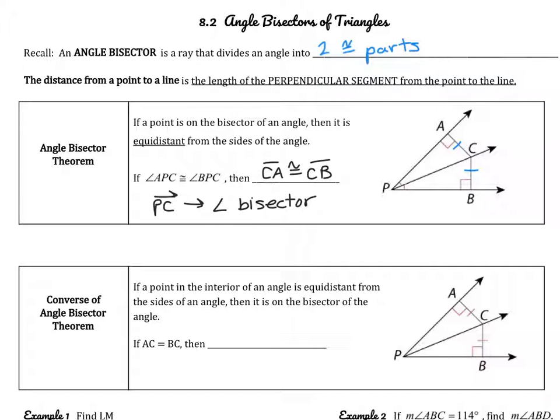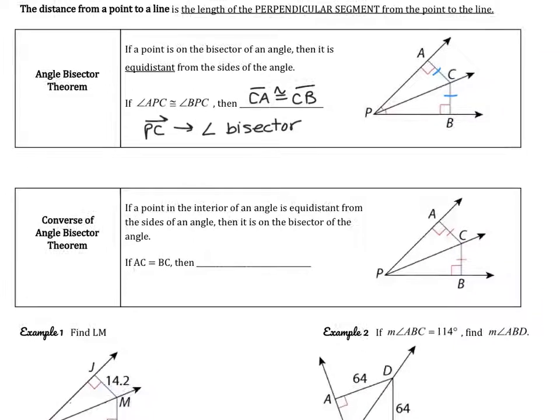So then I can make this statement. Again, if a point is on an angle bisector, then it is equidistant to the sides of the angle. Now the converse of that states that if a point is equidistant from the sides of an angle, then it must be on an angle bisector. So remember, for a converse, we switch the if-then. So in this case, if we know that CA is congruent to CB, well, then we know that angle APC is congruent to angle BPC. Essentially, we know that ray PC is an angle bisector.